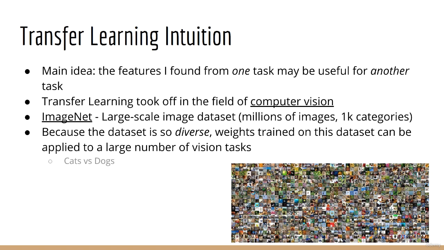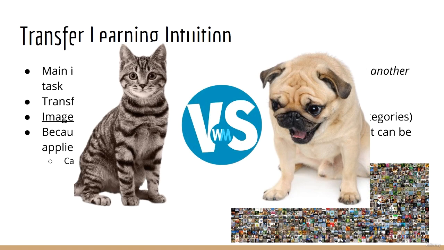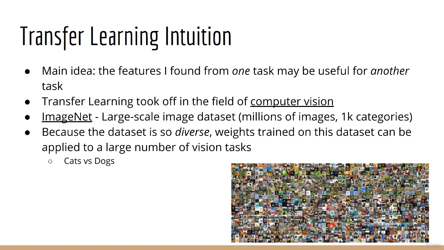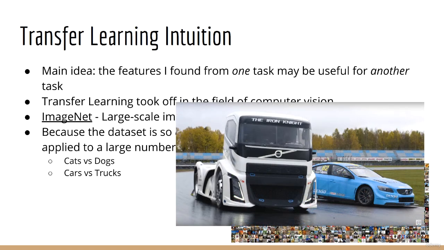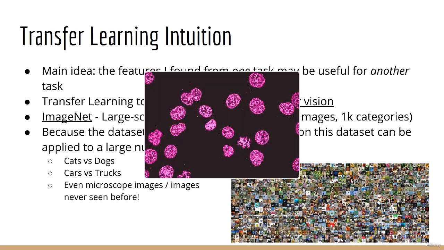Suppose we wanted to build a dog versus cat classifier. That's easy because ImageNet already knows how to classify dogs and cats. Suppose we wanted to build a car versus truck classifier. That's also easy because ImageNet already knows how to classify cars and trucks. It's even possible for us to use the same features for things ImageNet has not seen before, like say images from a microscope.